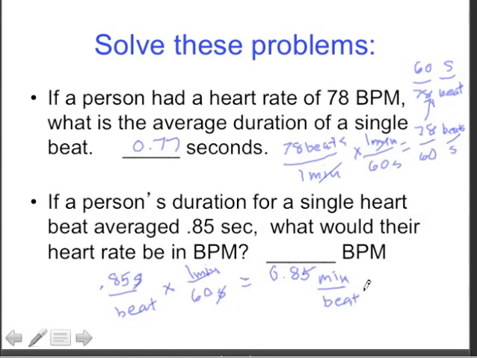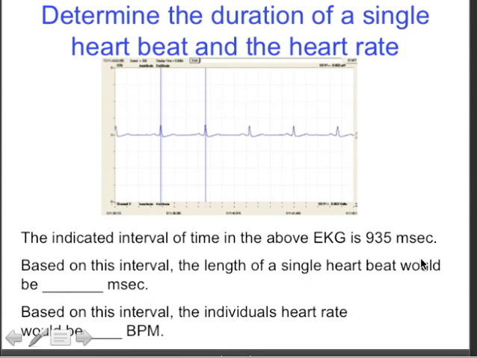but we want the inverse of that. We want to flip that over, and if we do that, we end up with 70.6 BPM. So you just take 1 and divide it by 0.85 and you get 70.6. Okay? And that's how that math works out. That's called canceling units. It's a very important thing to learn how to do.